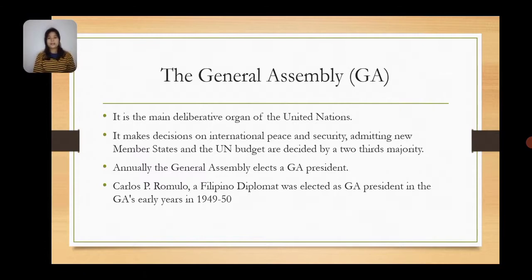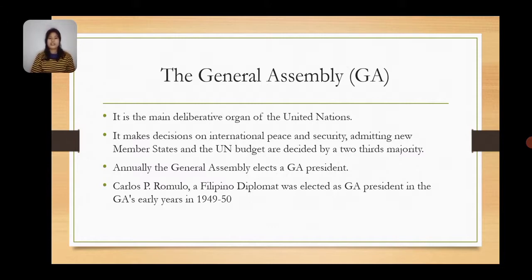Annually, the General Assembly elects a GA president to a one-year term of office. Carlos P. Romulo was elected as GA president in the early years, 1949 to 1950.